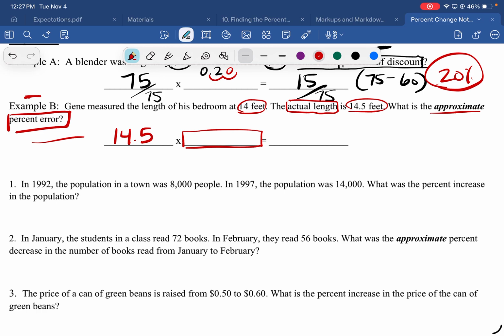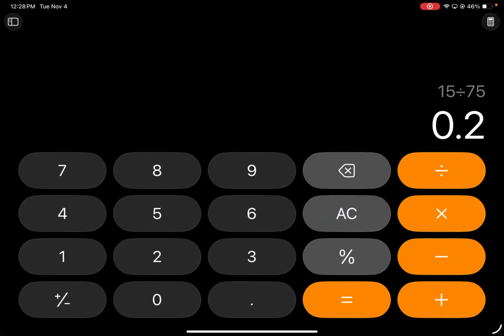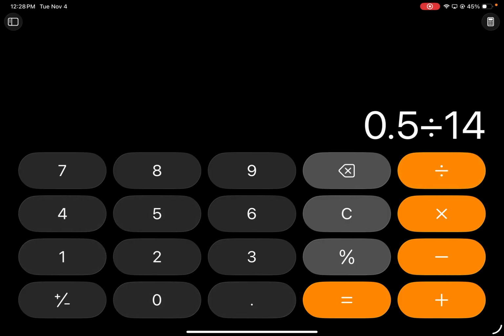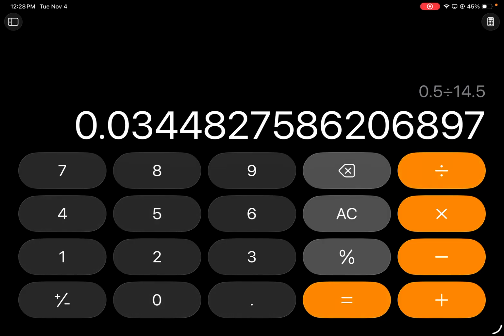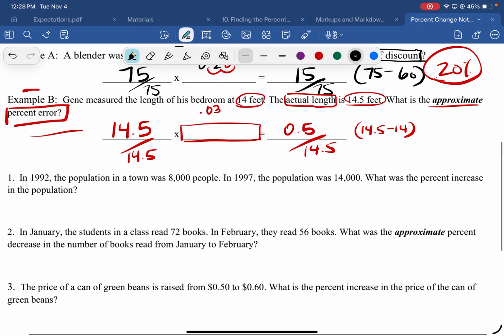Now let's subtract these two amounts. We could do that mentally: 14.5 minus 14 is going to be 0.5. Let's divide both sides by 14.5. Let me show you what that looks like in the calculator. 0.5 divided by 14.5. You get 0.0344 and so on. We just need two digits after the decimal, so we got 0.03. Turn that into a percent, 1, 2. That would be 3%, and that is our answer.